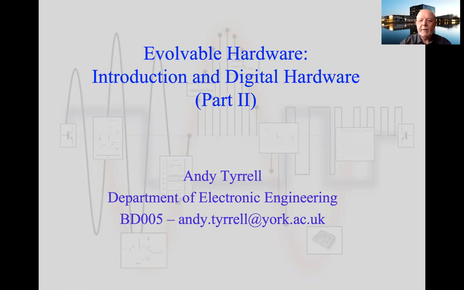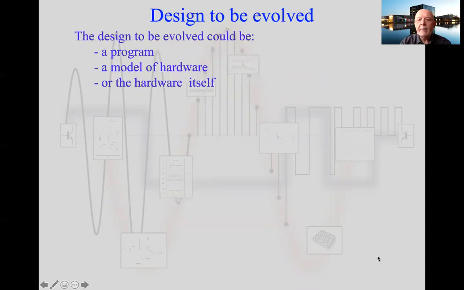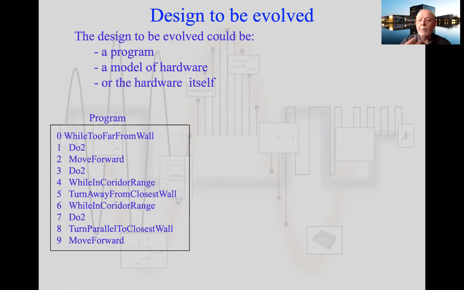So let's first of all think about how we might actually use evolution in design. I think there are three obvious ways where we might use evolution on hardware. So the first one is in a program. So in actually a basic program.